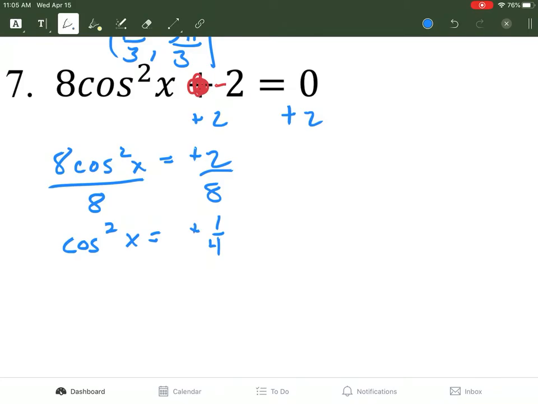So one quick change. Now, if we keep doing our problem, we now have a positive 1/4, and we can square root that. So we take the square root of both sides, the squared part goes away, and the square root of 1 gives you 1, the square root of 4 gives you 2, and because we took the square root of both sides of our equal sign, we have a plus or minus.